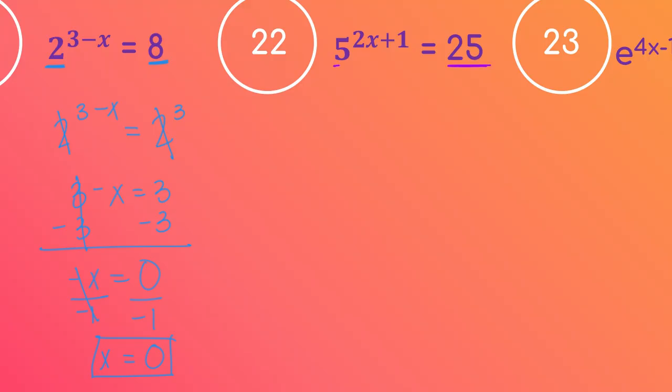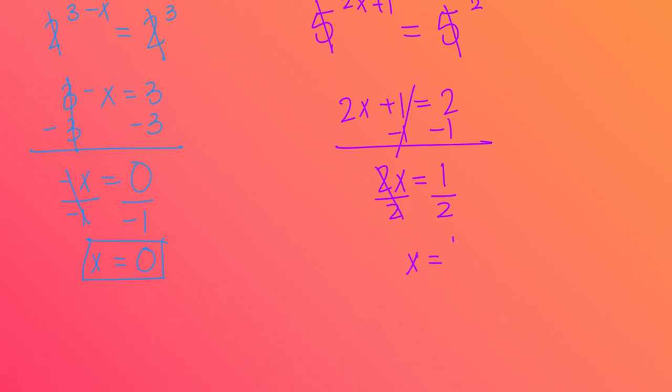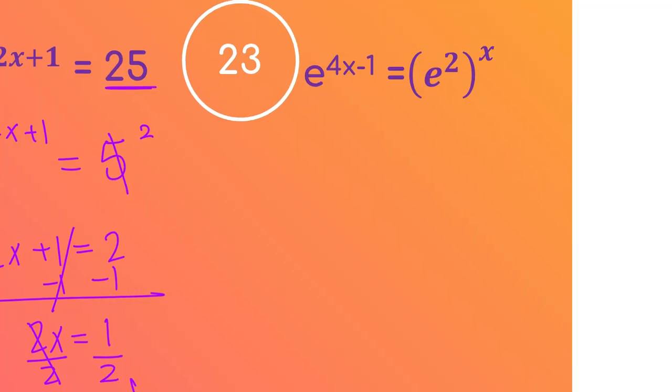This should be pretty easy. Everyone should know this one. Keeping what I have. And we know 5 times 5 is 25, so that's 5 to the power of 2. Canceling out those bases and just solving for x. This is plus 1. I'm going to go ahead and subtract 1. 2x equals 1. Divide by 2. And yes, you can get a fraction. x equals 1/2.